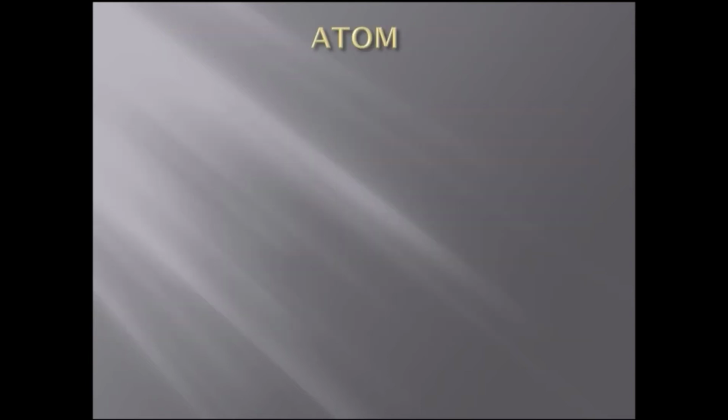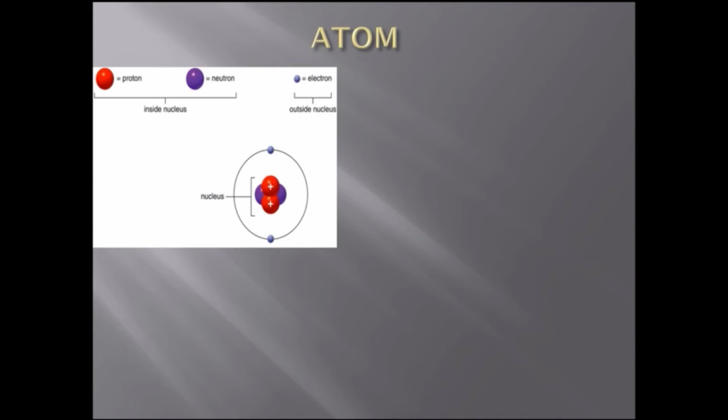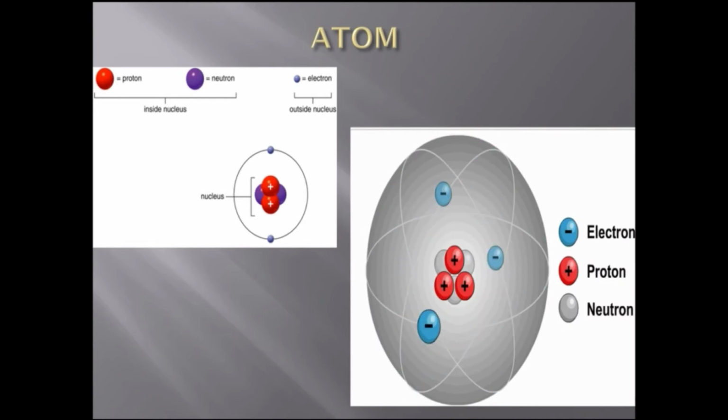Now we are going to see the atom. What is an atom? An atom consists of a nucleus, and the nucleus is made up of neutrons and protons. The electrons revolve around the nucleus in a fixed orbit. In this, the blue dot revolves around the nucleus, the positive charge is the proton, and the nucleus consists of protons and neutrons.